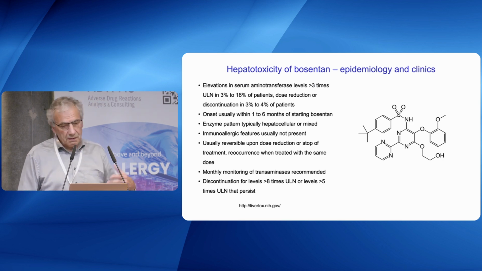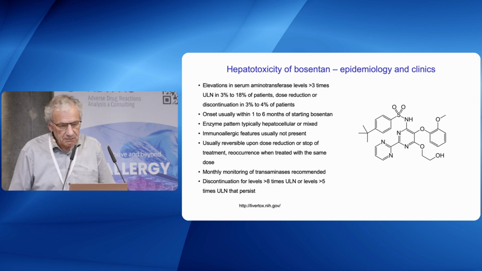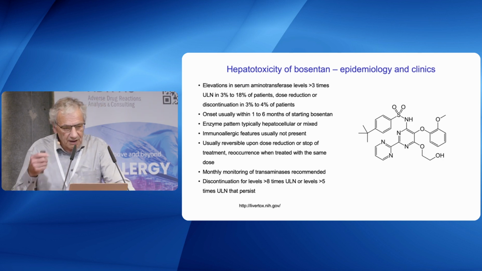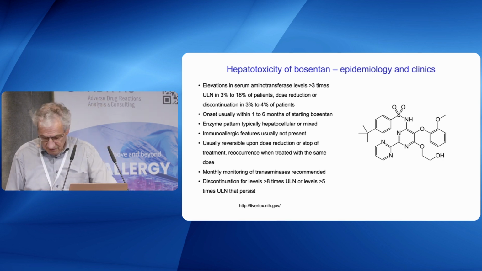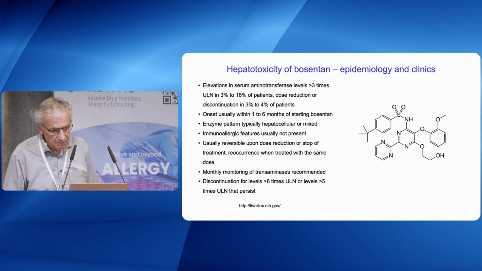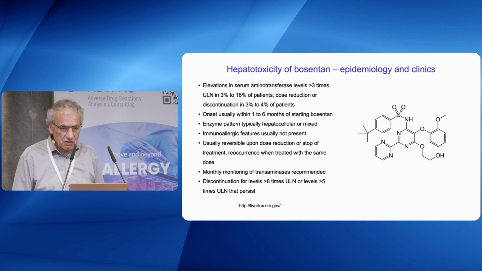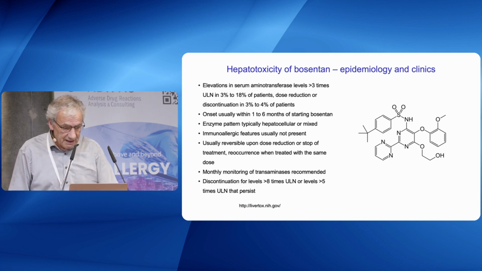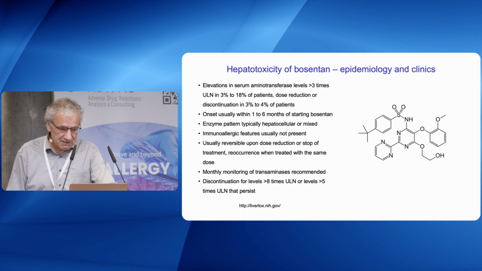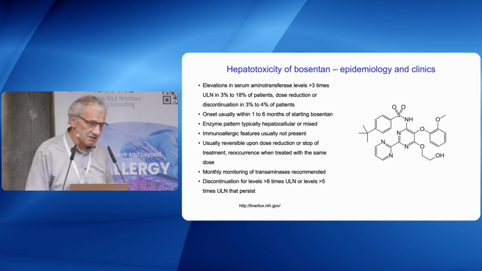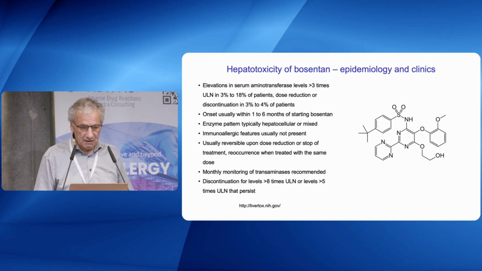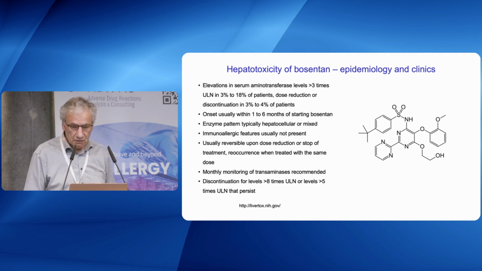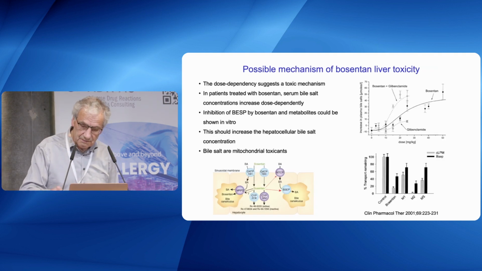We know that bosentan raises transaminases in about 3 to 18%, or 10%, of the patients, and we know that bosentan has to be stopped in about 4% of the patients. Usually this happens 1 to 6 months after the beginning of treatment. In this patient it was later, and the enzyme pattern is typically hepatocellular or mixed, and immunoallergic features are not present. We don't find them in these patients. That's why we do monitoring, and we discontinue the treatment in certain situations.